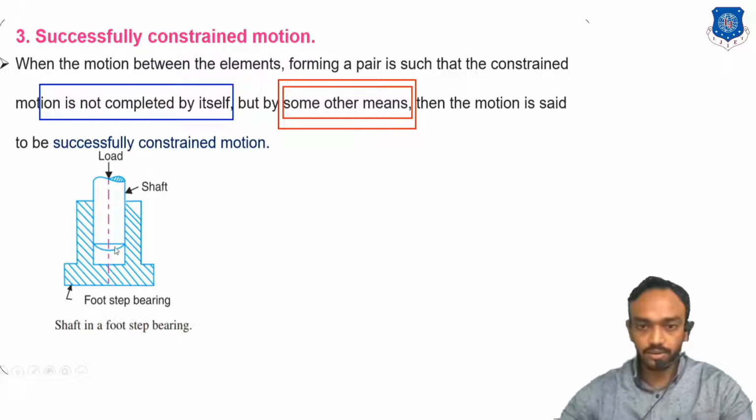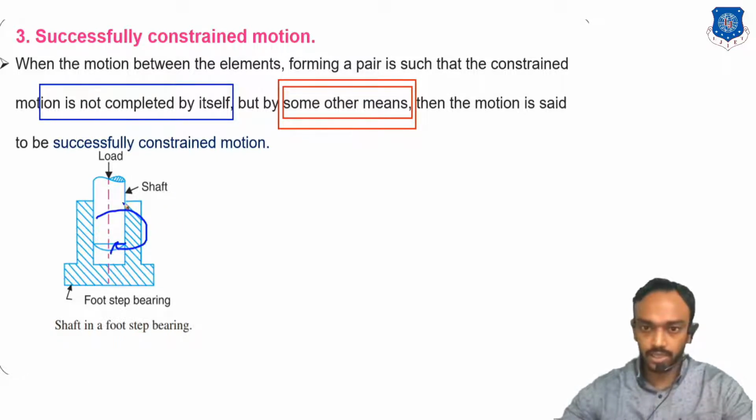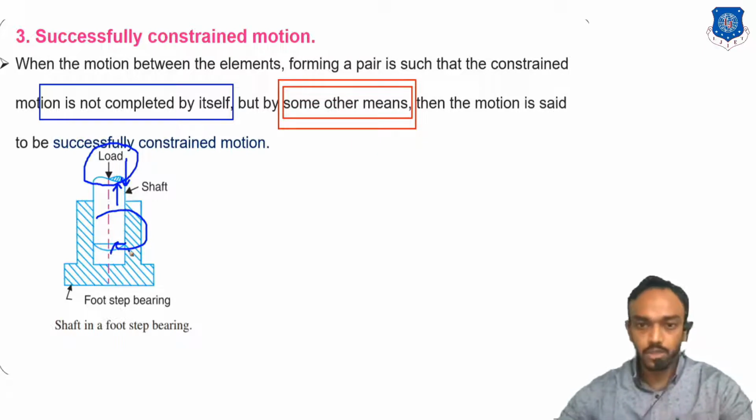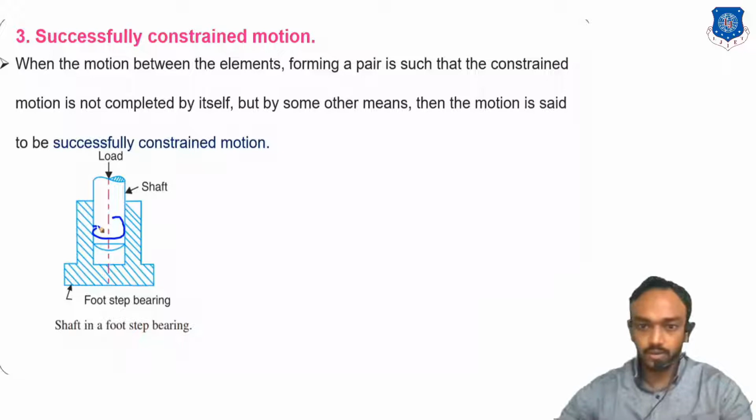Check this example. This shaft in this circular hole is a footstep bearing. It can rotate, and it can move upward, but after applying force in the downward direction, it will not move in the upward direction. So it can only rotate. After applying the force, we make this component totally constrained, with motion possible in only one direction. That's how it is known as successfully constrained. Means applying a spring, load, anything, we make motion in more than one direction into only one direction. Clear?